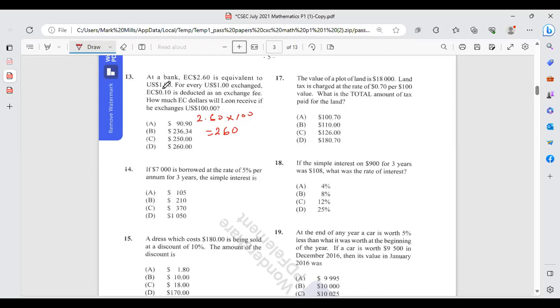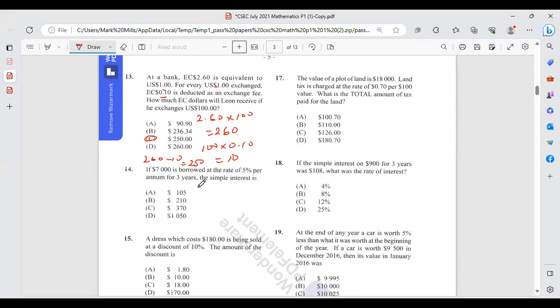Now follow me. They say that for every $1, he's supposed to pay 10 cents each. So how many 10 cents will I get out of this? I'll say 100 times 0.10. What do I get? 10. All right. So 260 minus 10, what do I get? 250. So the answer is 250. You get that? Yes, sir.